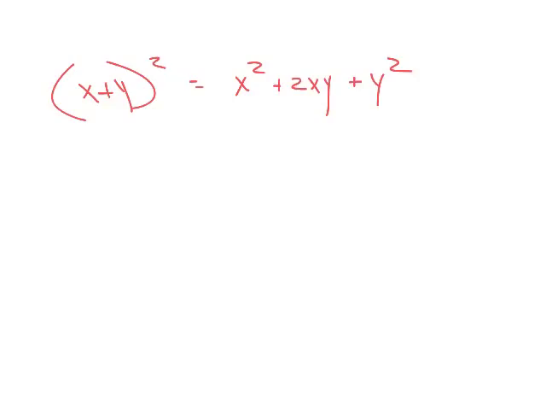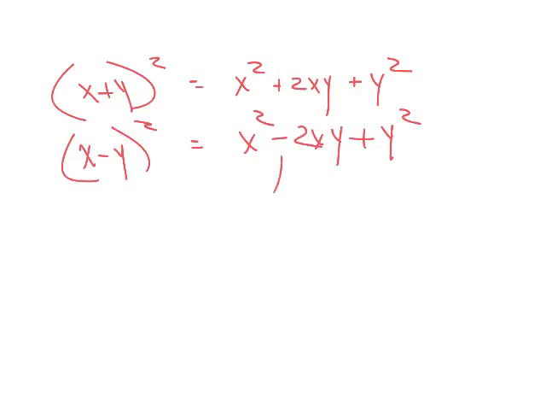And if we were to do a minus, if this were x minus y, the quantity squared, the rule is the same. Square the first term, square the second term, write the xy, double it, but there's going to be a minus sign there because of this here. It's going to give us minus 2xy.